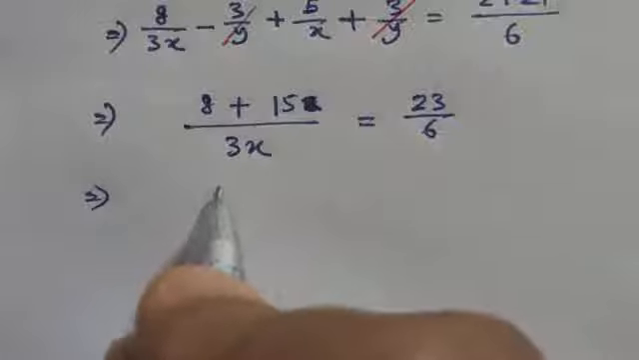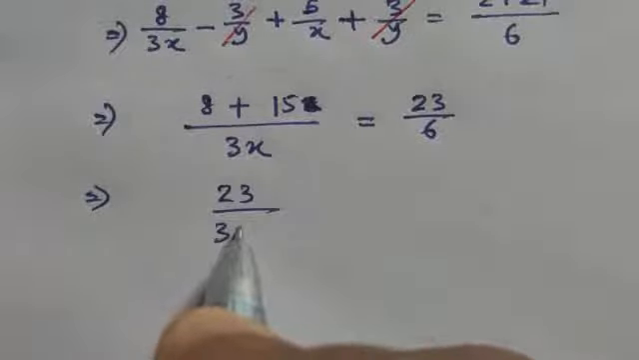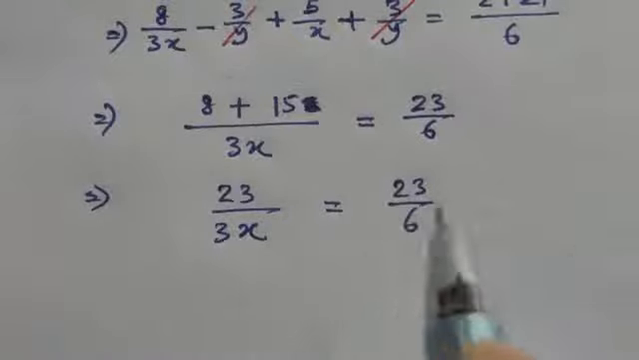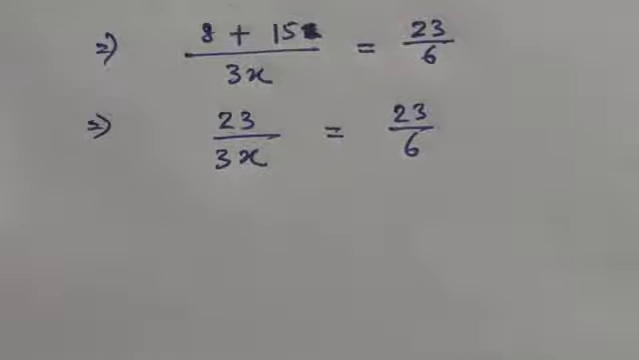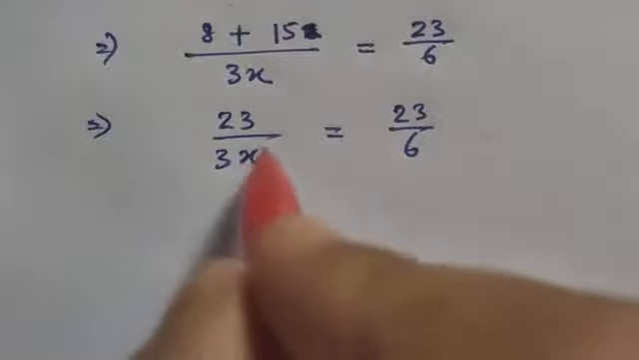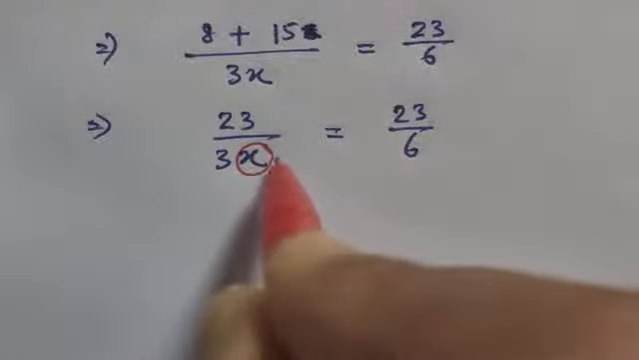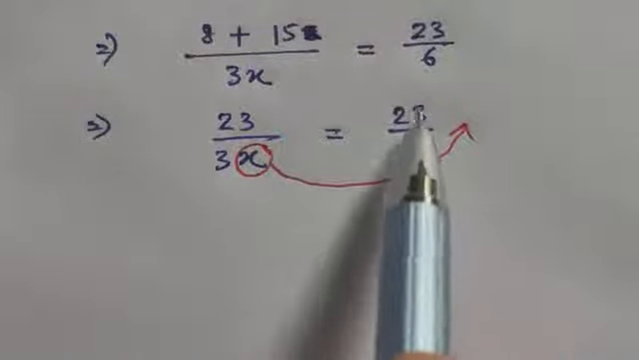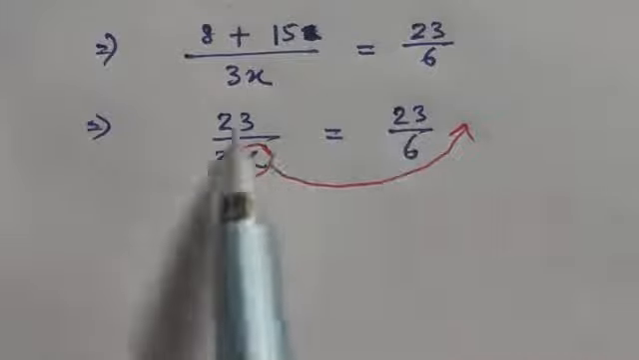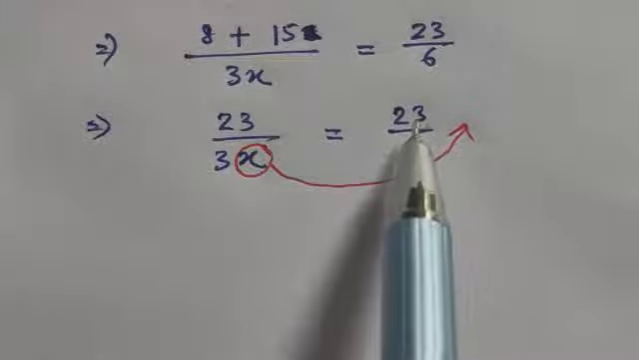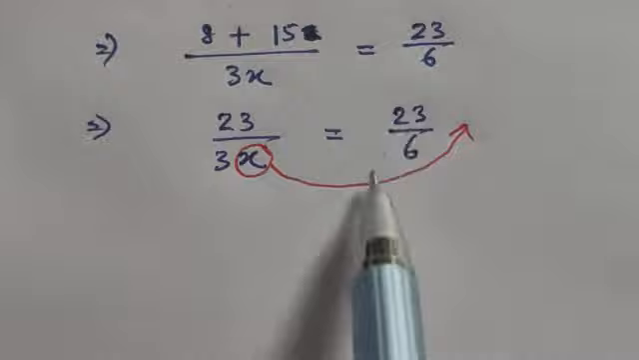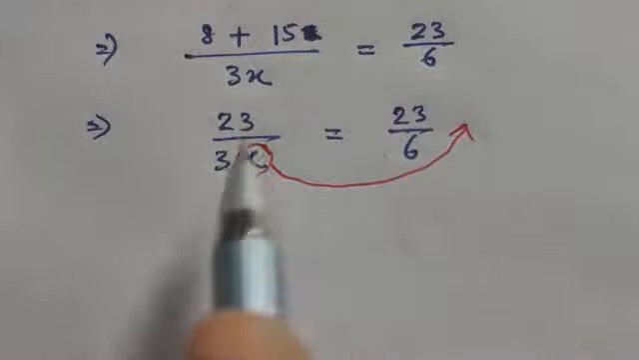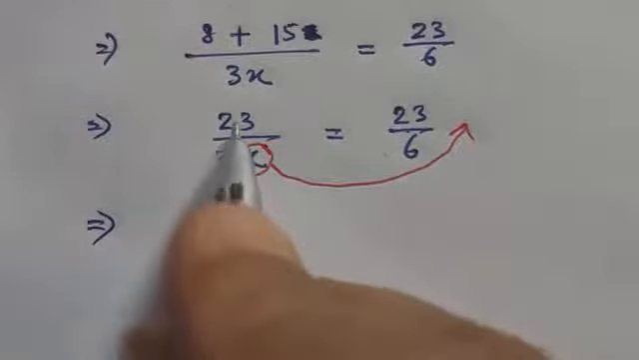If you add them, it will also be 23 by 3 times x. It is 23 by 6. Okay, let us shift this x that side, and the other part we are going to shift this side. Then if it comes this side, it will reverse. We are going to write its reciprocal. Its reciprocal will be multiplied with this part. Then what will it be exactly?